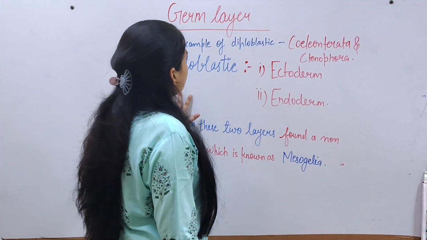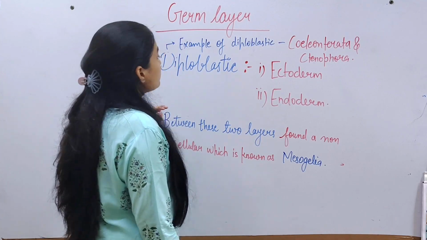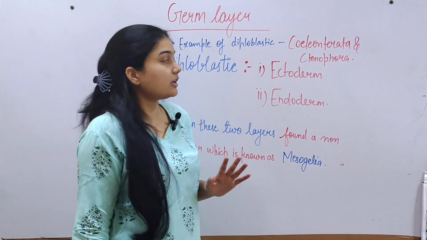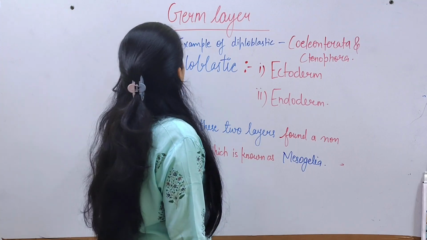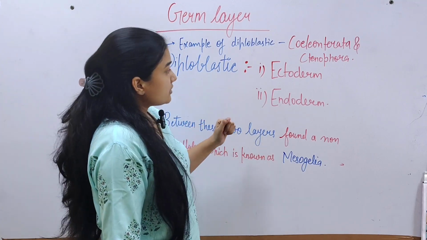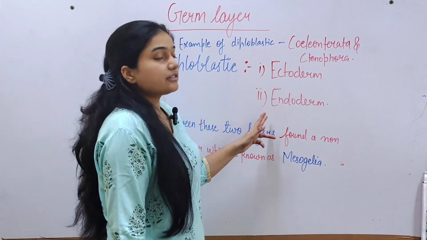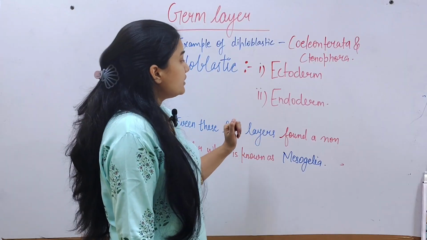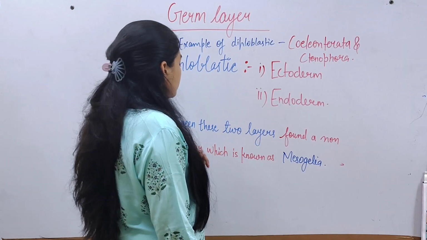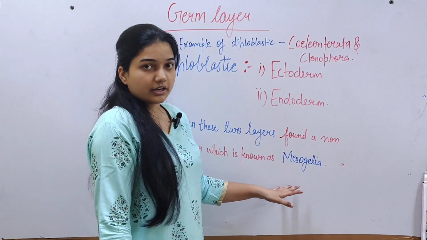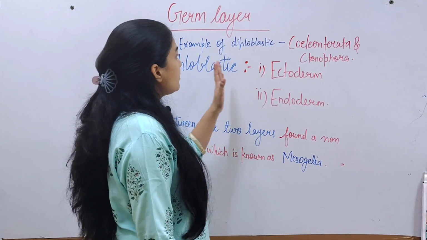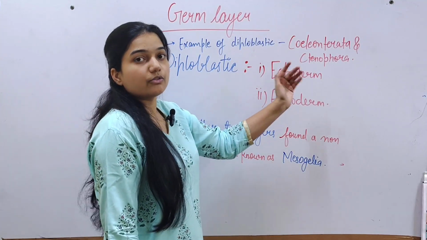I will explain again what diploblastic means. Those animals which contain the diploblastic type of layers have two layers, which are ectoderm and the second is the endoderm. Between these two layers is found a non-cellular layer which is known as the mesoglea. And the examples of the diploblastic are the Coelenterata and the Ctenophora.